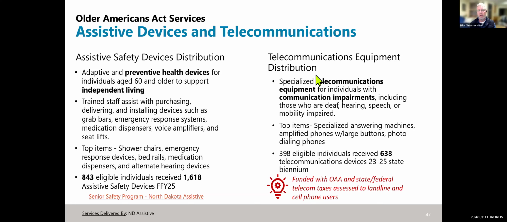That's a 2-year grant for us. So about 400 people received about 650 devices last year, or last time we counted. Next slide.